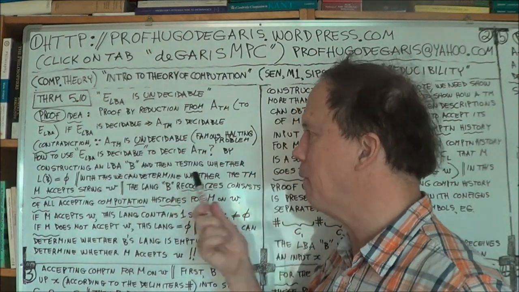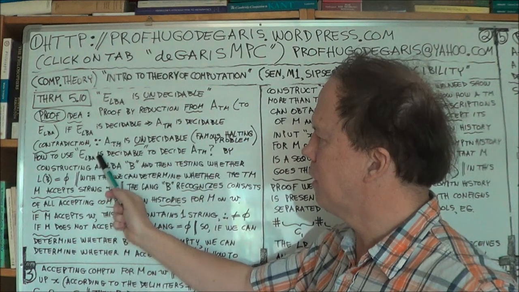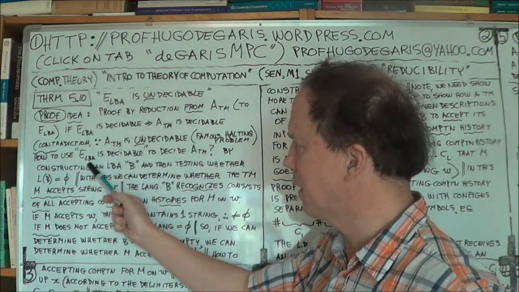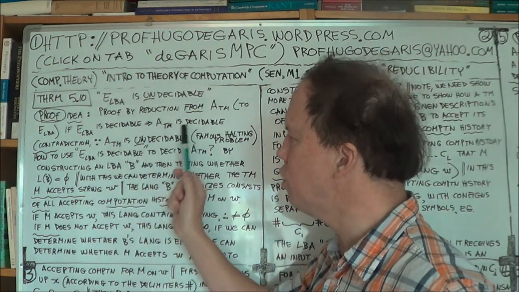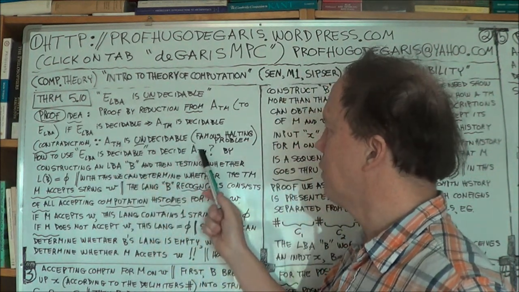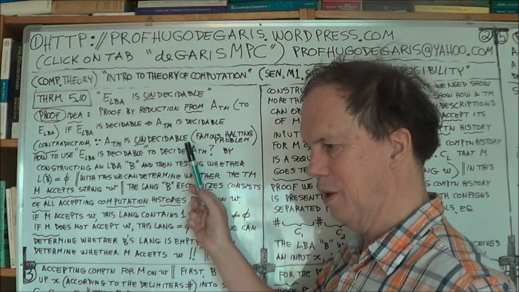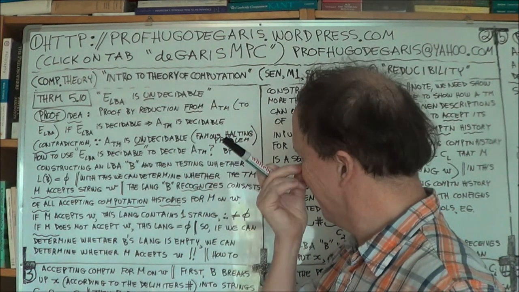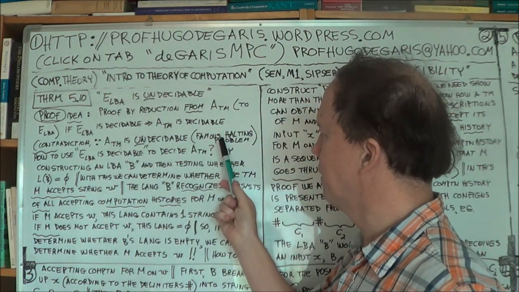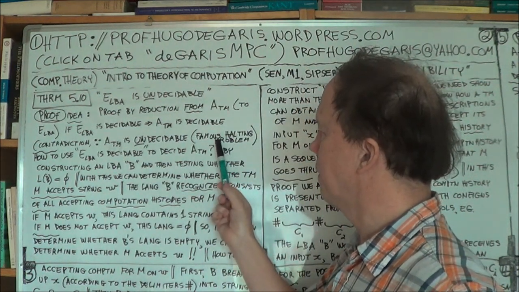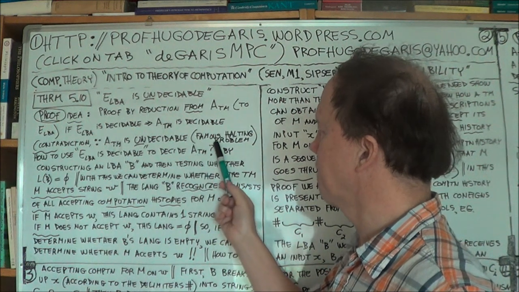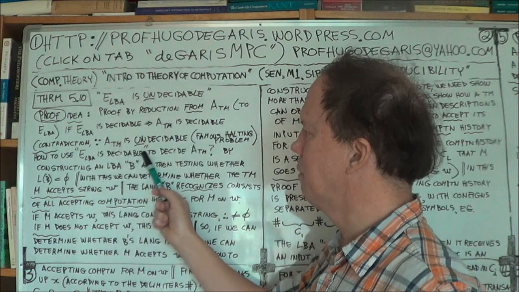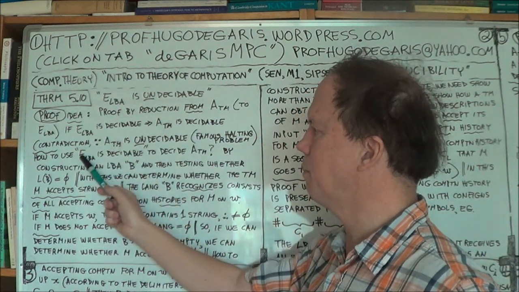We're assuming that this language is decidable. Therefore, there's a Turing machine that decides this language. From that, we're going to construct another Turing machine that will decide this one. In other words, we're going to solve problem A by using the solution to problem B.